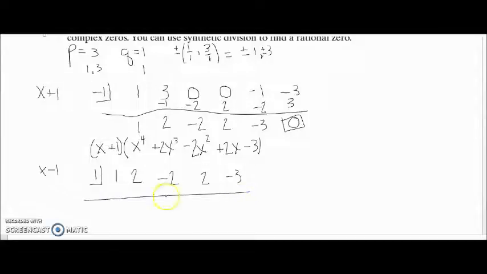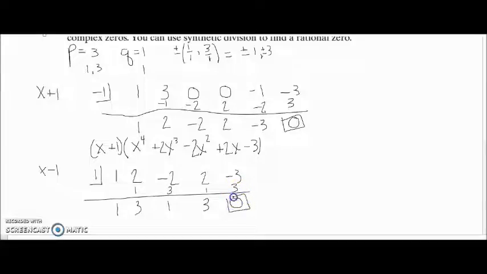So let's do this again. First we bring down the 1. 1 times 1 is 1. 2 plus 1 is 3. 1 times 3 is 3. Negative 2 plus 3 is 1. 1 times 1 is 1. 2 plus 1 is 3. And finally, 1 times 3 is 3. And negative 3 plus 3 is 0.